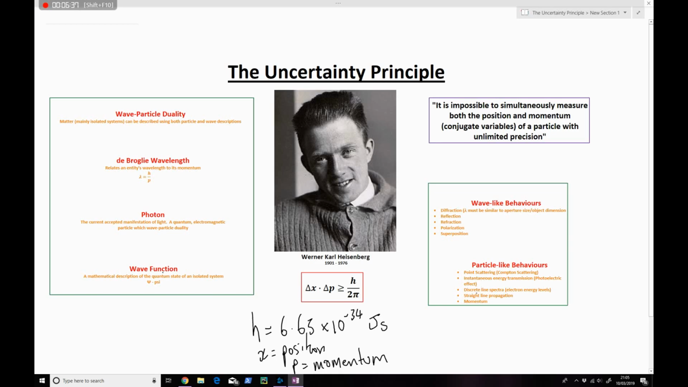Okay. Line spectra. So when we talk about electron energy levels, electrons in bounded energy levels need a specific amount of energy in order to be promoted to a higher energy level. Straight line propagation, the fact that matter is likely to travel in straight lines. Momentum, the fact that matter has mass, and therefore the product of its mass multiplied by its velocity gives it momentum. Okay.